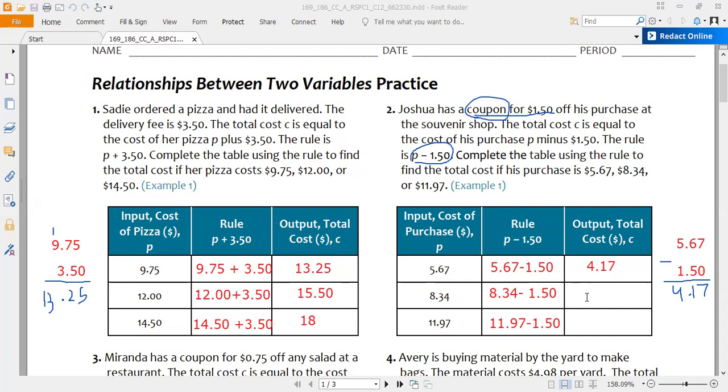Same in this case, if we have 8.34 minus 1.50, we minus it, you can find the answer, that is 6.84. And then we have 11.97 minus 1.50, so it will give us 10.47. You can do the minus same as we are doing in the first part. So from these two questions we find that in one question the relation is of addition, in the second question the relation is of subtraction.